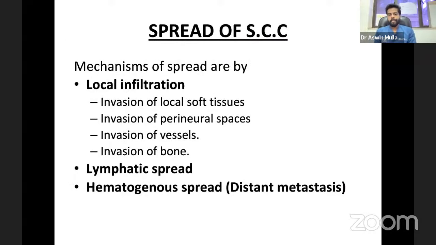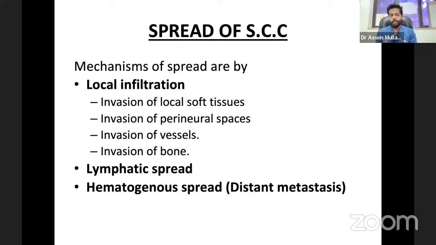So now coming to the spread of squamous cell carcinoma. As you all know, the mechanisms of spread, the first one will be local infiltration. What does local infiltration mean? Invasion into the local soft tissues. It can be through the perineural spaces, that means along the nerve. Then angioinvasion, that is through vessels, and invasion of bone.